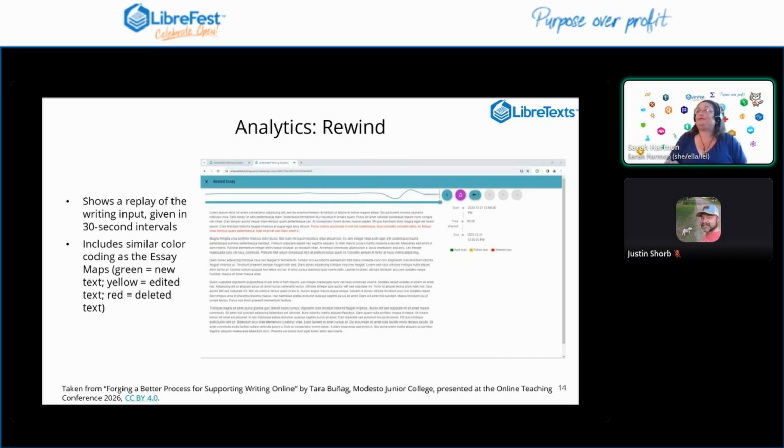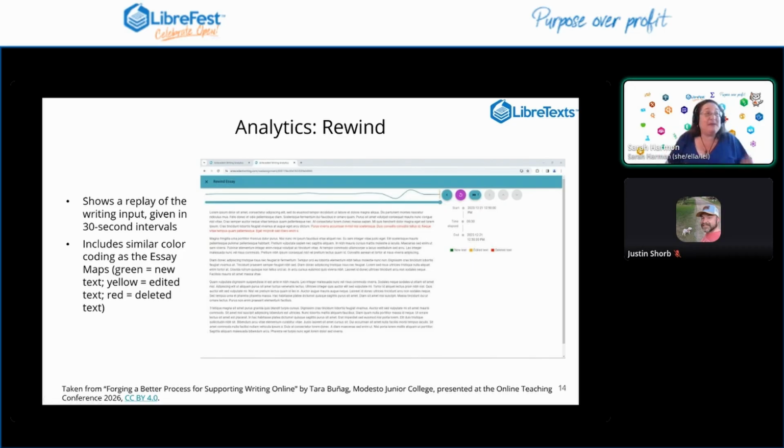Rewind is completely different. First of all, 30-second intervals. Again, I hope you can see my cursor. You see at the top basically a playback bar, and you can play back from the time that the student started the writing process all the way in 30-second increments. And that's really important because in those increments, it's using a color coding to show you what was new text that was typed in, what was edited, and what was deleted. So you can actually see how your students worked on the assignment. And yes, you can fast forward it. I usually put it at 4 times speed so I can kind of watch everything go.